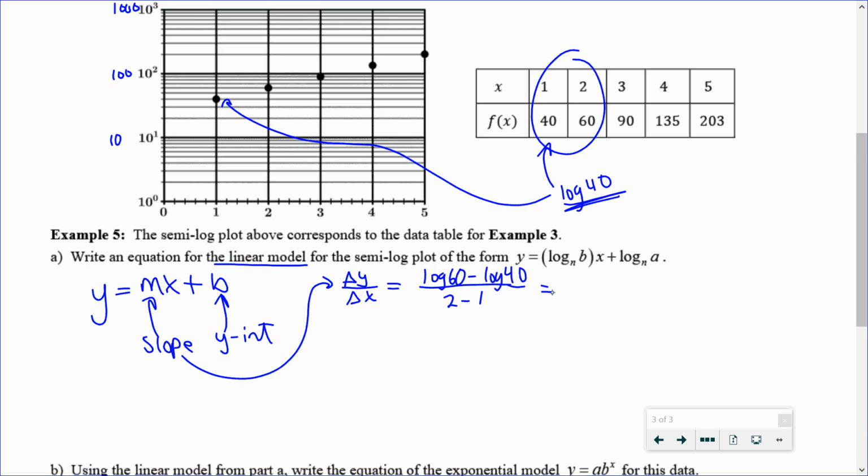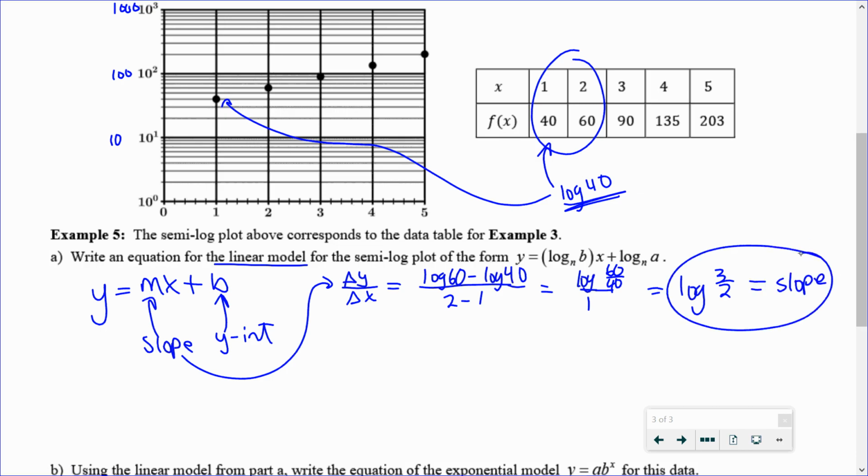So 2 minus 1 is 1, so I get a 1 down here. But on top, since I have 60 and 40 and I have subtraction, what can I change it into? Division. So that's the log of 60 over 40. That would be the log of 3 over 2. You recognize that 3 over 2? Remember that was the multiplier? So this is equal to my slope. There's my slope. That's my m.